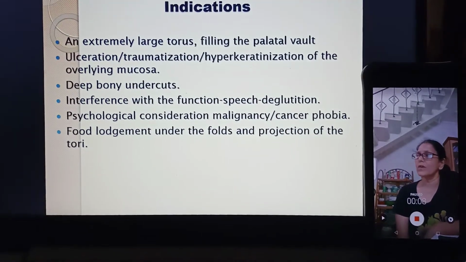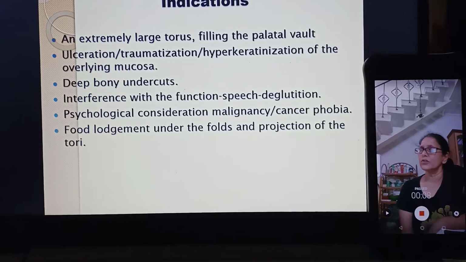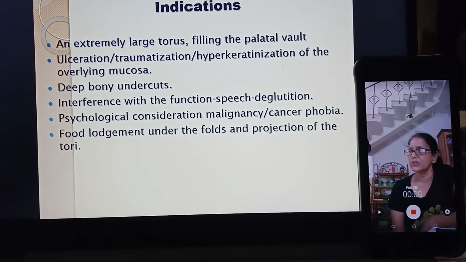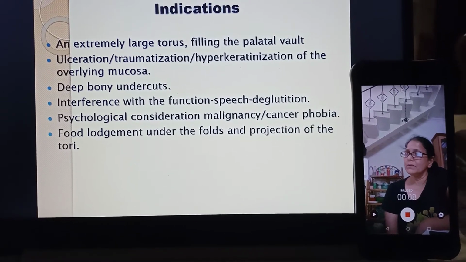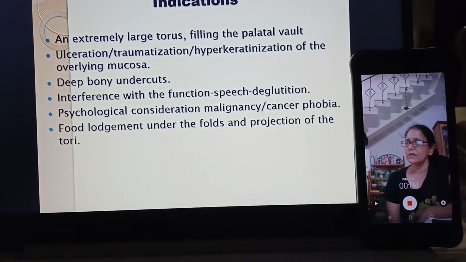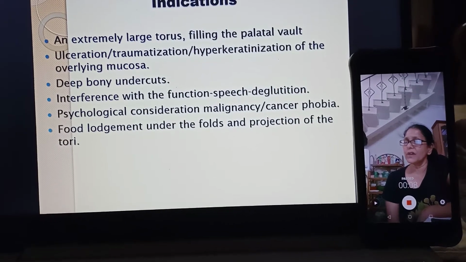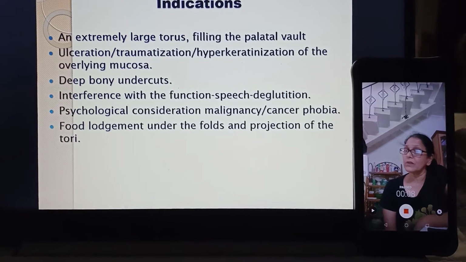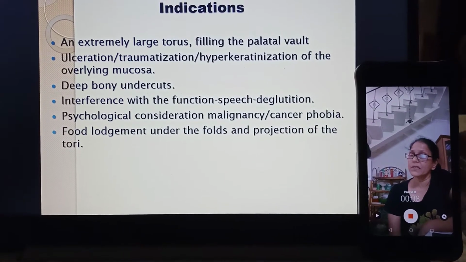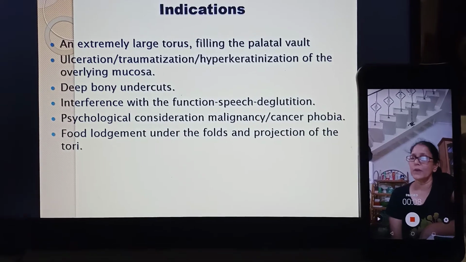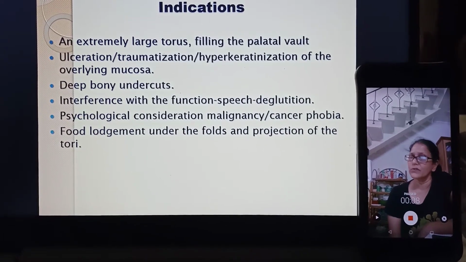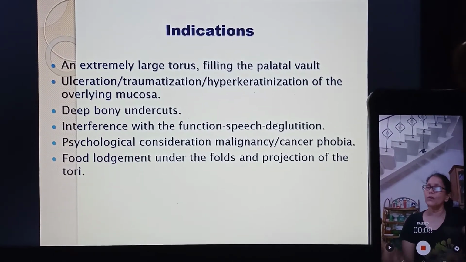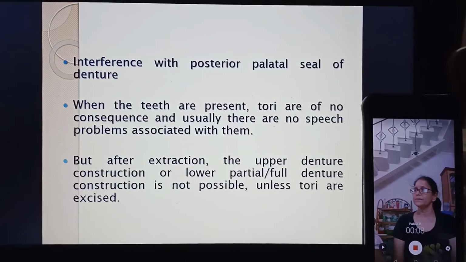Second, these tori can cause ulceration, traumatization, hyperkeratinization of overlying mucosa, then they should be removed. They can become a part of deep bony undercuts, interfering with function, speech, deglutition processes. Psychological considerations, sometimes the patient gets worried about these swellings and becomes cancer phobic. Food lodgement can also be present under the folds and projections of these tori.